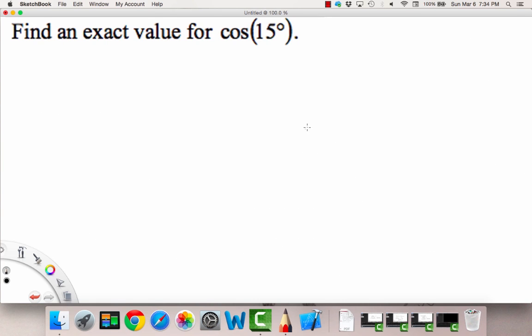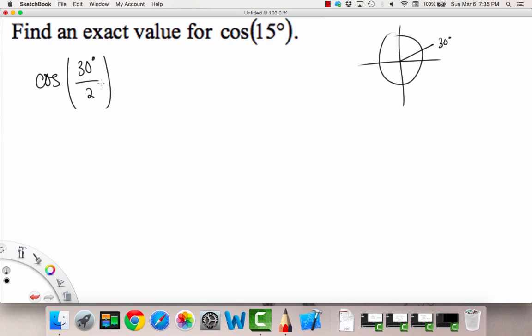So this question asks us to find an exact value for cosine of 15 degrees. So here's our unit circle. We know 30 degrees, but that's basically the lowest angle that we're familiar with, and 15 is half of that. So wait, hold on. Let's say we can rewrite 15 degrees as 30 degrees over 2. So this is kind of like a half angle. It's going to require some kind of half angle formula. So in this case, our theta is equal to 30 degrees.